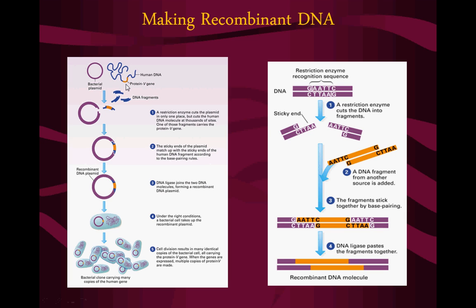So what we do is we cut it out, and we cut open the plasmid, and we insert that in there. And we can then glue it all back together and put it back into the bacteria, as you can see down here. Then when the bacteria multiply, every single one of these bacteria cells will have a copy of that human gene that we want.